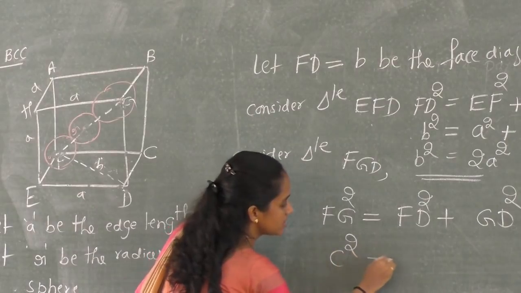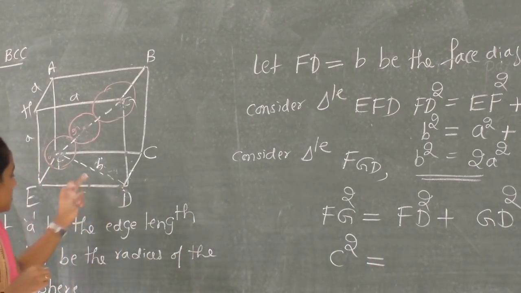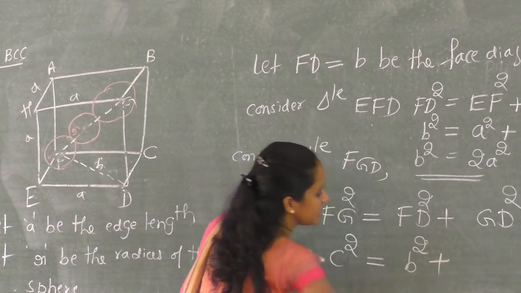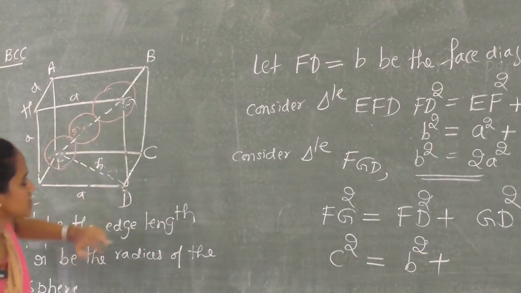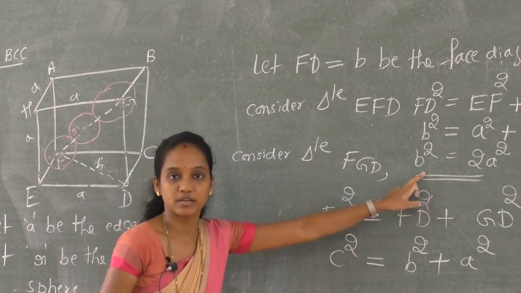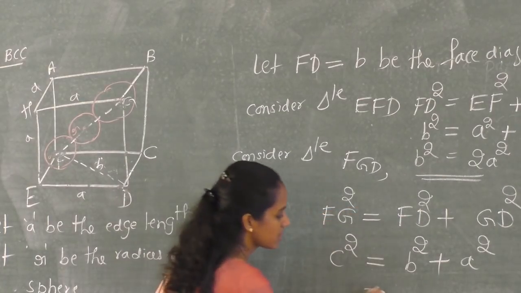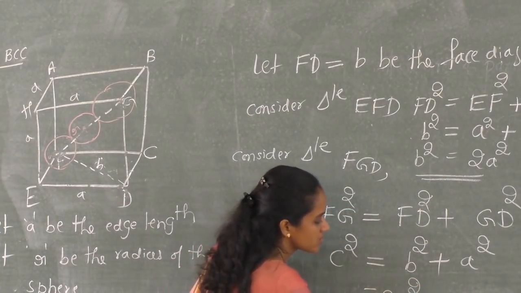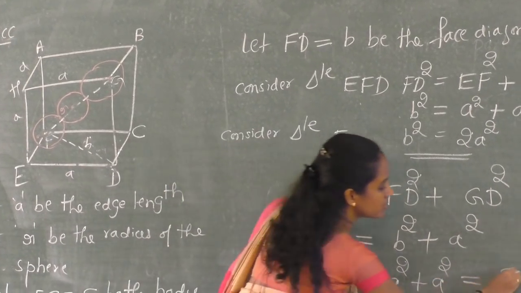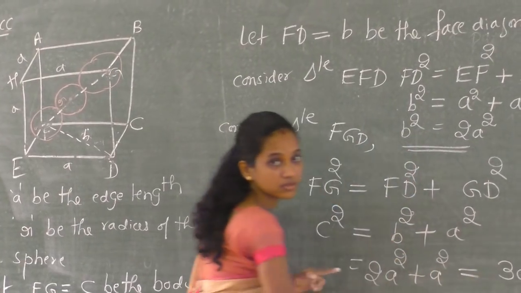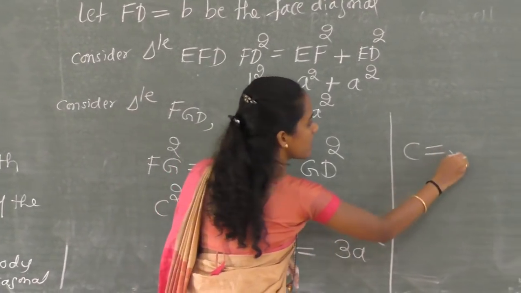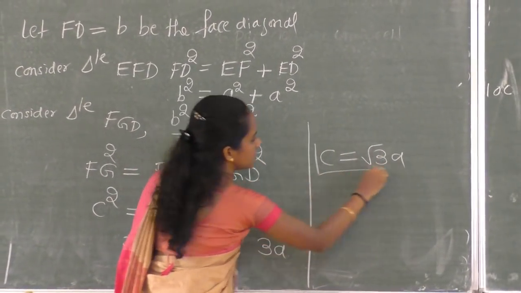So C square is equal to, what is FD? FD is equal to B, so B square. What is GD? It is the edge, A square. We have the value of B square. So B square is equal to 2A square. Let us substitute here. 2A square plus A square is equal to 3A square. Or we can write C is equal to square root of 3 into A.